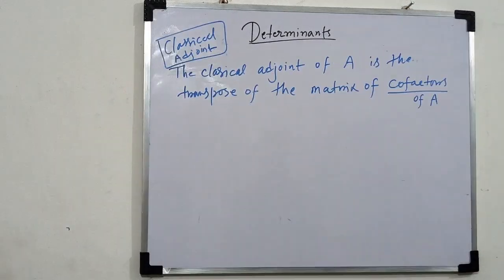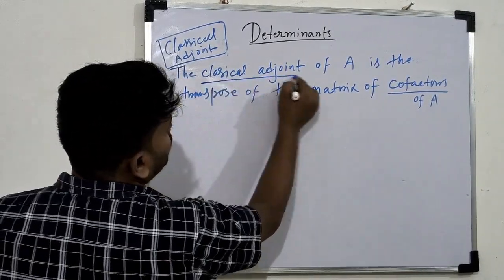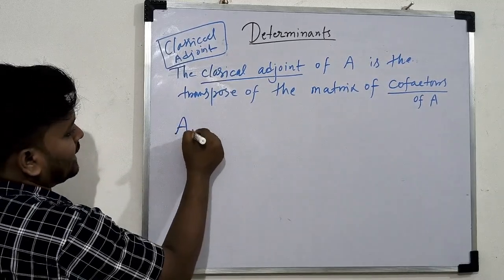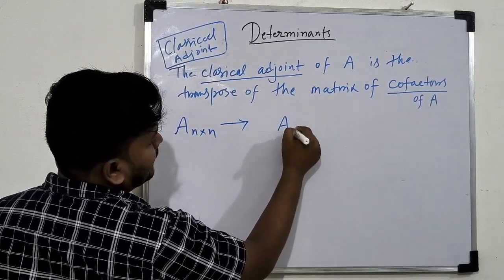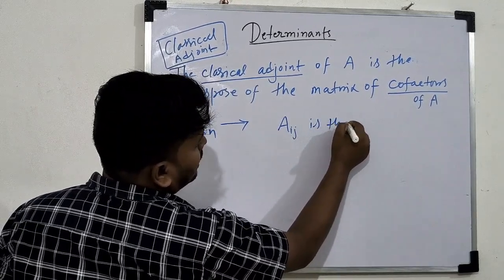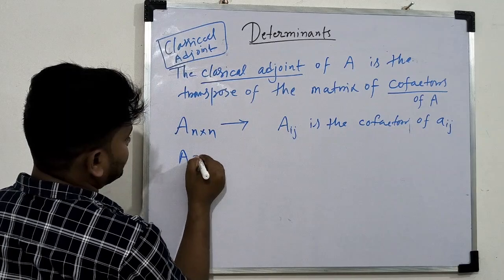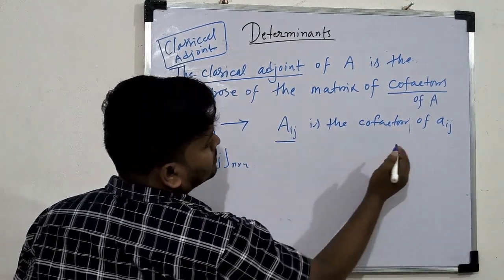So that's it. Now we will discuss the classical adjoint of a matrix. The classical adjoint of a matrix A is the transpose of the matrix of cofactors. Let A be a given n cross n matrix. Aij is the cofactor of aij, where A is n cross n. So the Aij's are the cofactors of this.